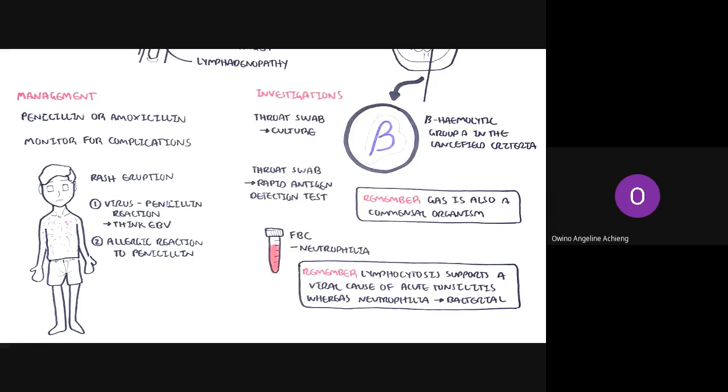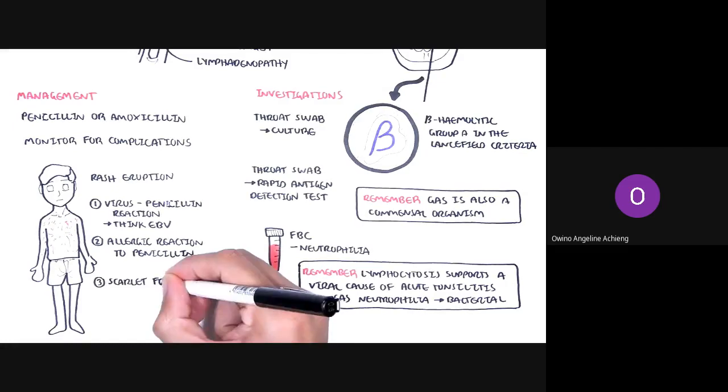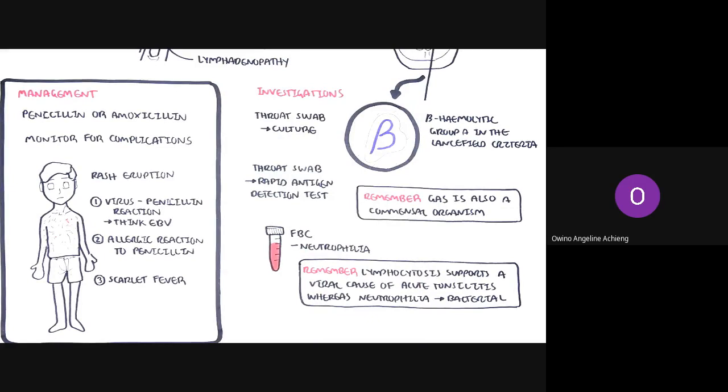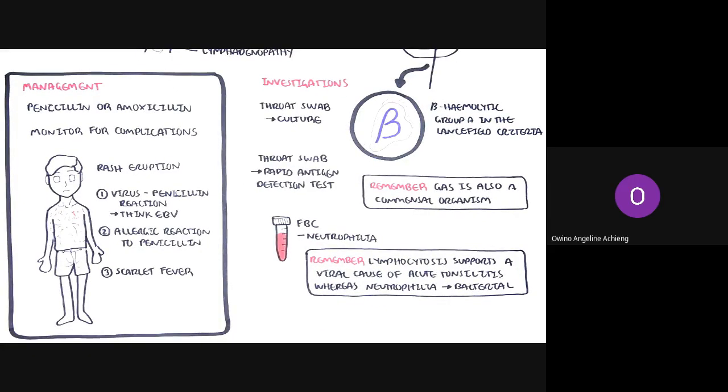Thirdly, another differential for rash eruption with someone who has strep throat and has been commenced on antibiotics is scarlet fever. Antibiotics is first-line treatment. However, for people with recurrent tonsillitis or severe tonsillitis, surgery to remove the tonsils is indicated. This is called tonsillectomy.